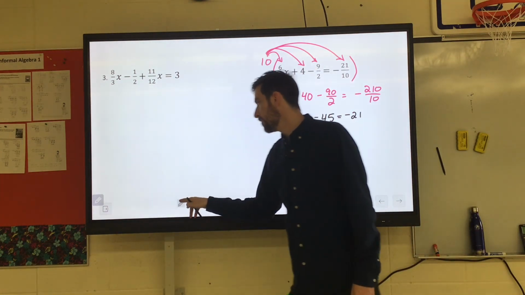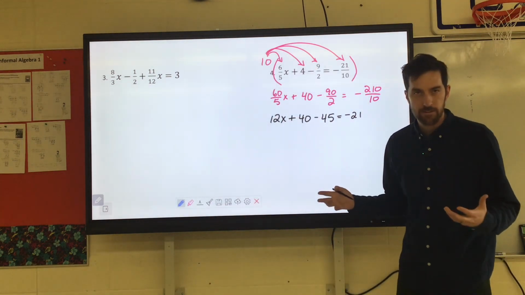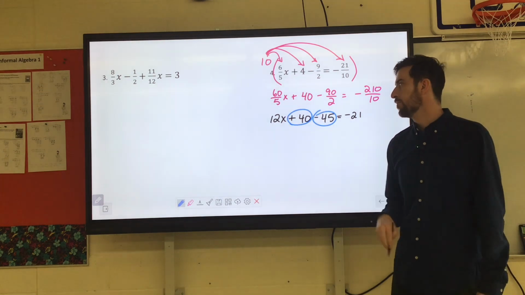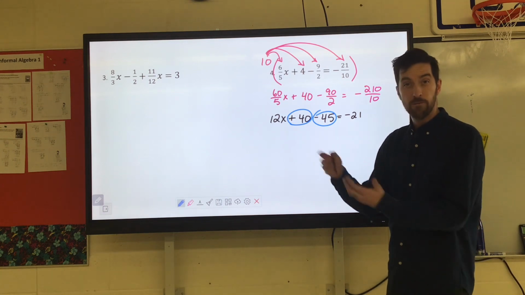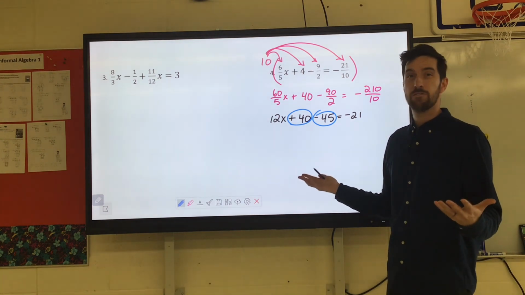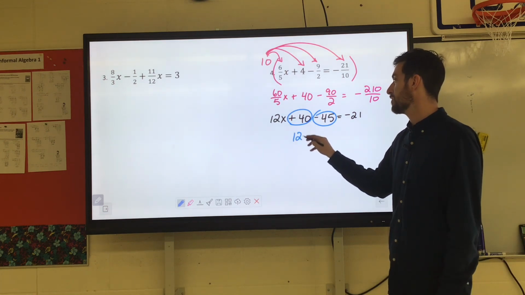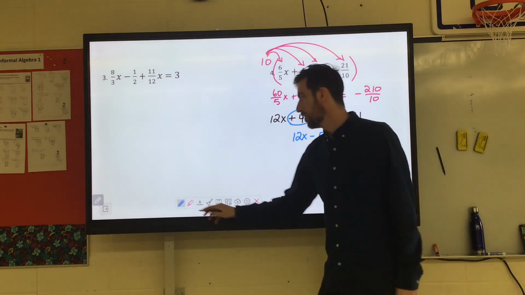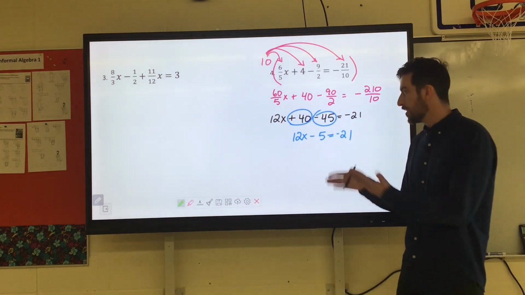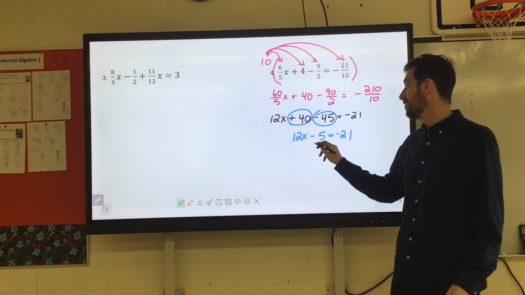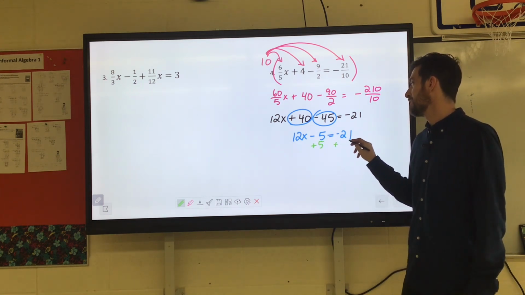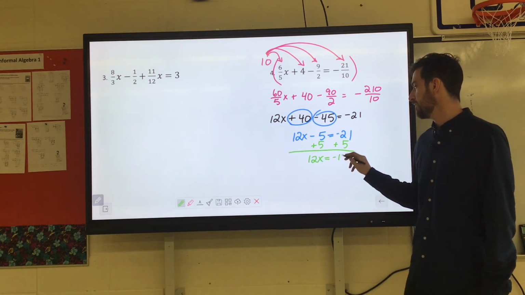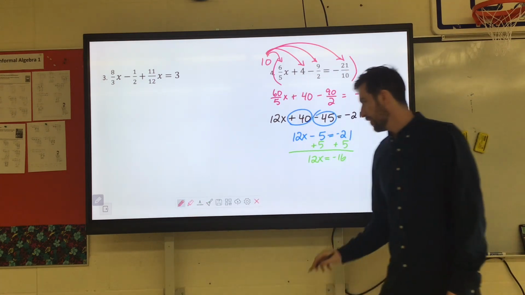So we're going to combine our like terms now. On the left side, that's going to be the positive 40 and negative 45. If you have $40, but you owe someone 45, you're short $5. So we have 12x minus 5 equals negative 21. Undo addition and subtraction. Minus 5, we gotta add it to get rid of it. 12x equals negative 16. And then we'll have to divide it by 12.